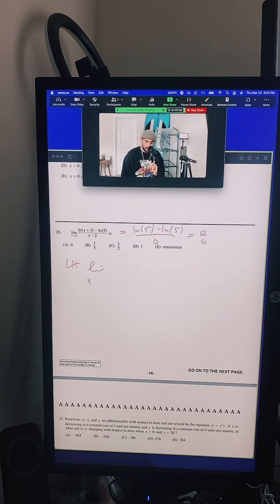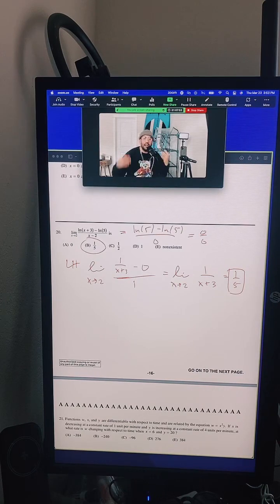Take the derivative of the top, that's 1 over x plus 3, minus 0 because the derivative of ln of 5 is 0, over 1. The derivative of x minus 2 is just 1. So now we have the limit as x approaches 2 of 1 over x plus 3. And now all we have to do is plug in 2 into there, and we get 1/5. Don't forget your L'Hopital's rule. AP Calc is not a time for you to be a hero and try to simplify things. Use L'Hopital's rule, okay? It's there for a reason. W L'Hopital. Let's go to the hospital, baby.